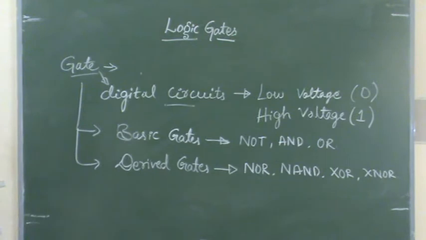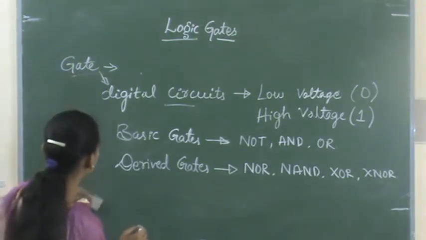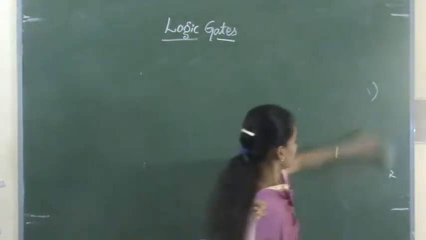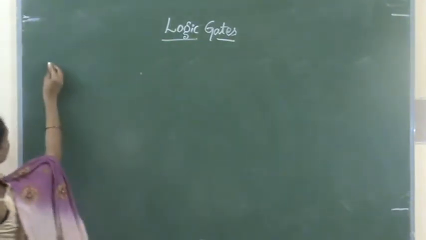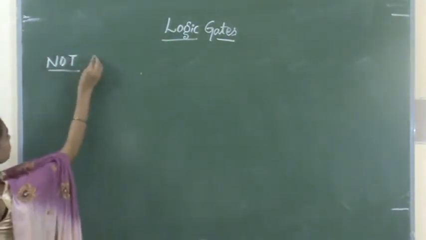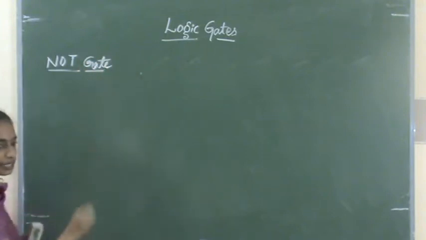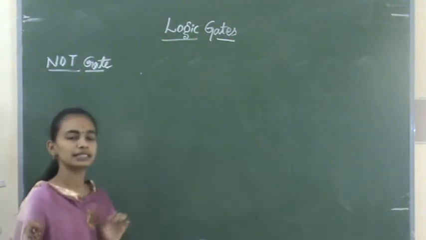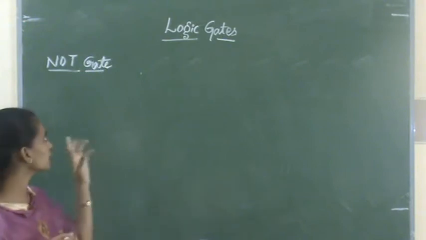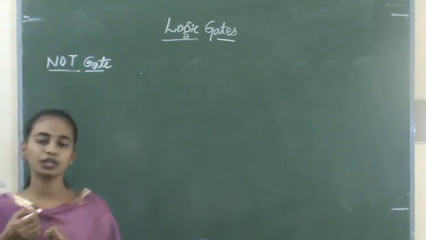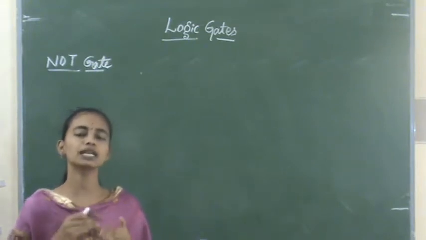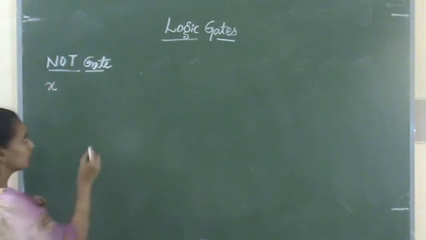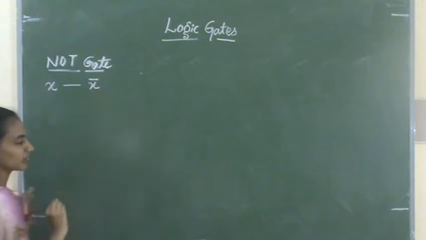We know the basic gates, right? So how does the NOT gate work? The other name for the NOT gate is inverter. We call it an inverter. Whatever input you provide to the circuit, the output will be its complement. If the input is X, the output is X bar. That is the NOT gate.